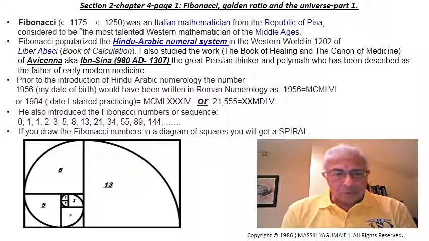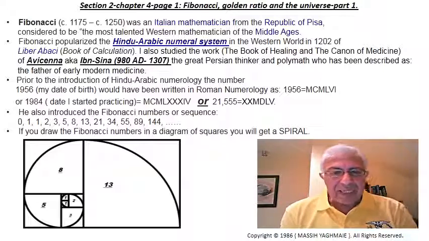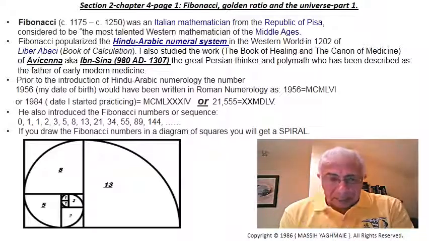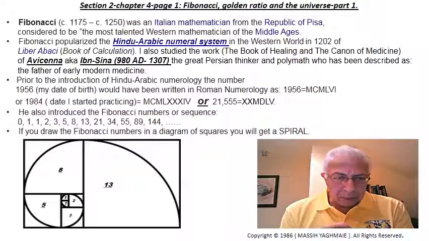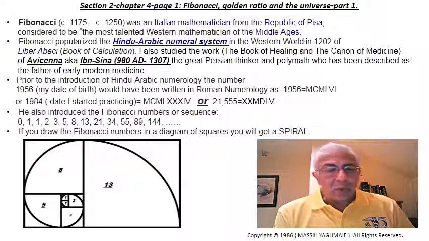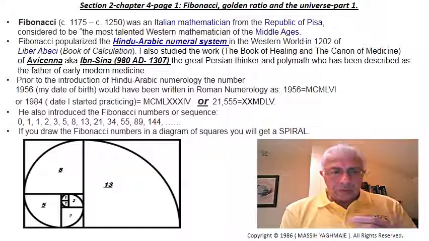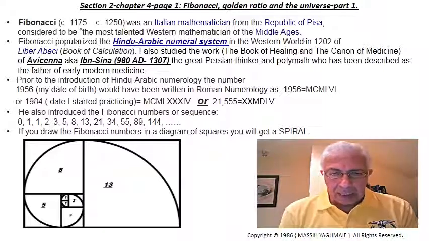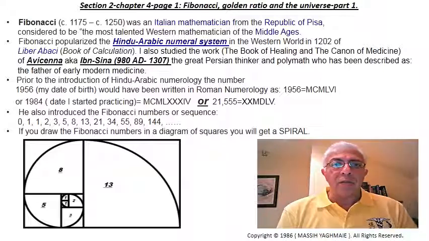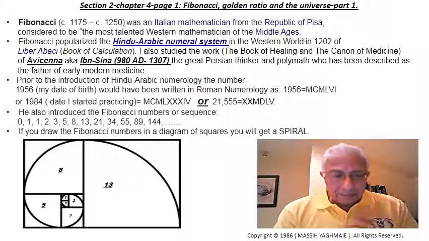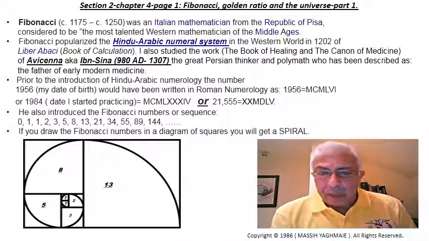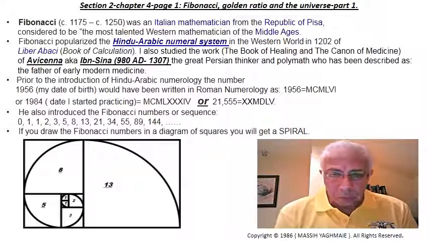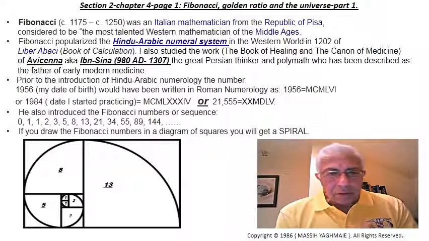Today I'm going to talk about section 2, chapter 4, page 1 of the Tao. In this section we're talking about numerology, so it's quite important. I'm trying to fit a lot of information into a small space so we can talk about it and understand it. This is section 2, chapter 4, page 1: Fibonacci and the golden ratio and its connection of numbers to the universe, part 1. Now, I'll give you a little introduction.